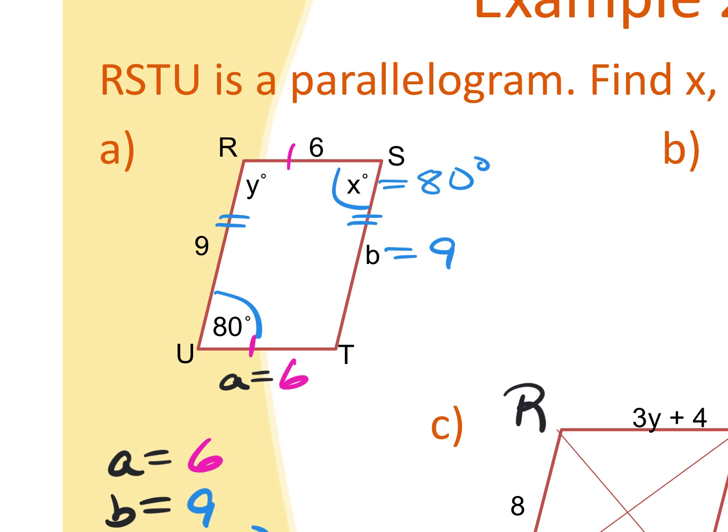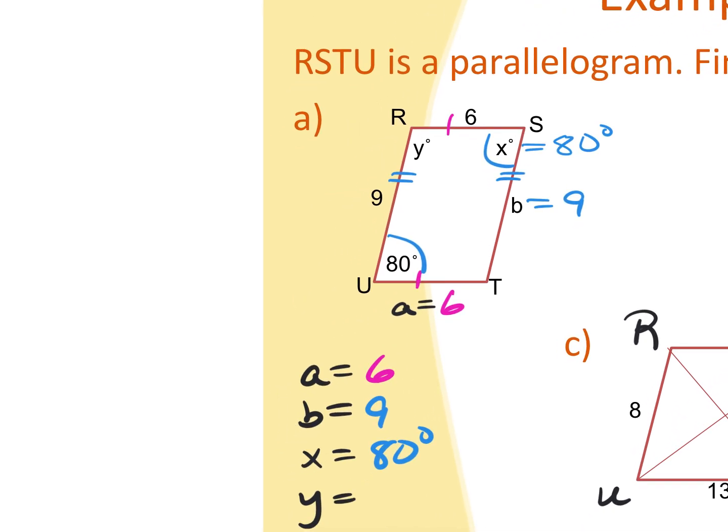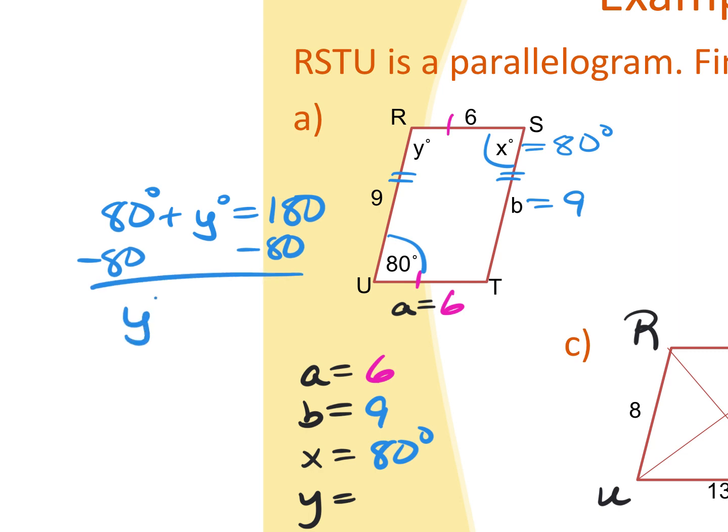And now to find Y, I know that X and Y are supplements, and so are angle R and U. So if it asks you to write something algebraic, you could show that R plus U, so U is 80, R is the Y, and it's going to equal 180. If it's not asking you to write an algebraic expression or an equation, then all you would have had to show me is that you did 180 minus 80, and Y equals 100 degrees.